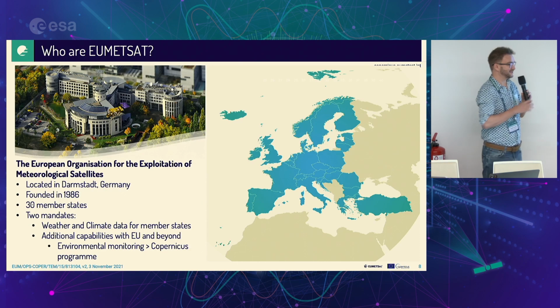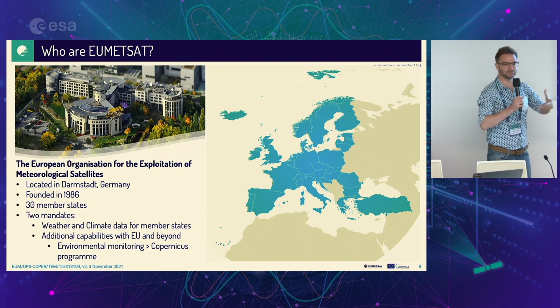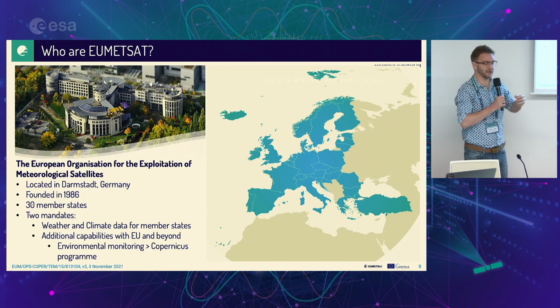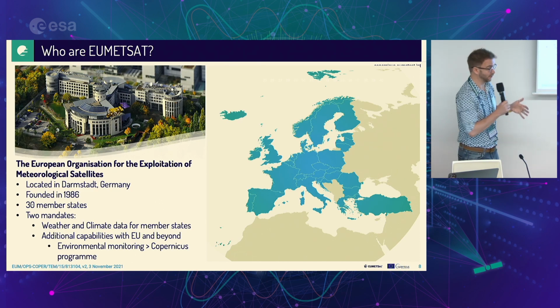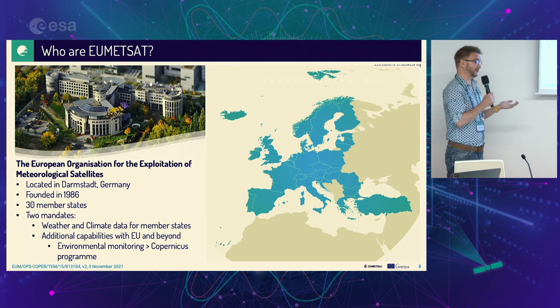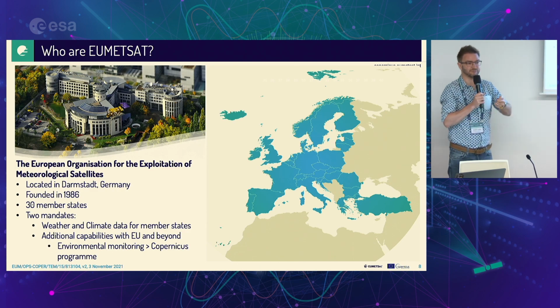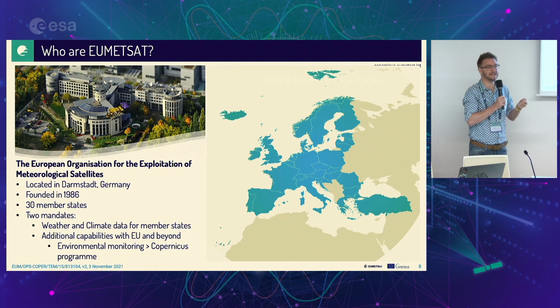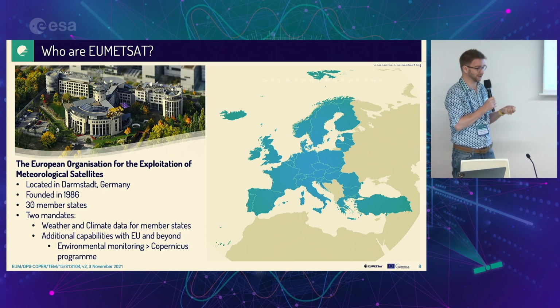Okay, so I'm going to do a short overview of the organisation and what our rationale and remit is, and then talk a little bit about the data and the programmes that we're involved in. So EUMETSAT's the European Organisation for the Exploitation of Meteorological Satellites, a somewhat accurate but historical name.